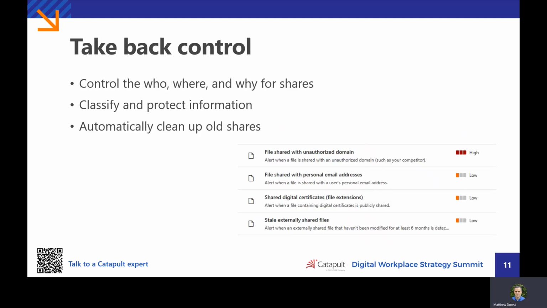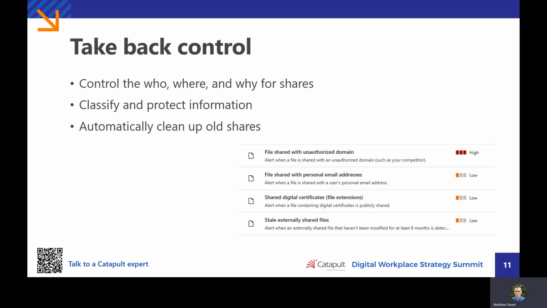So how do you take back control? Control the who, where, and why files are being shared. Like I said earlier, limit at the high level, but allow exceptions to prevent things like people emailing files. For instance, if you're working on a project with an external partner, you can quickly and easily set up an external B2B extranet. This way, the partner can only access the information that they need to do their jobs and nothing else, right? And then also classify and protect your information through DLP policies and information protection.